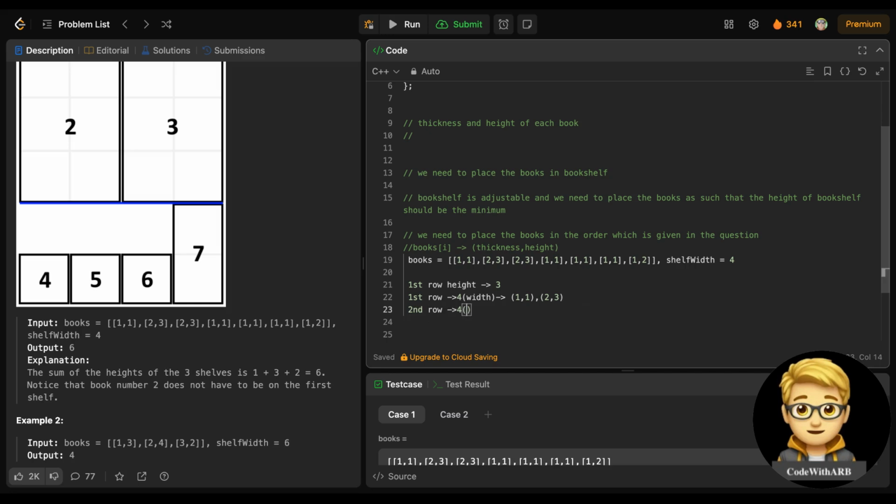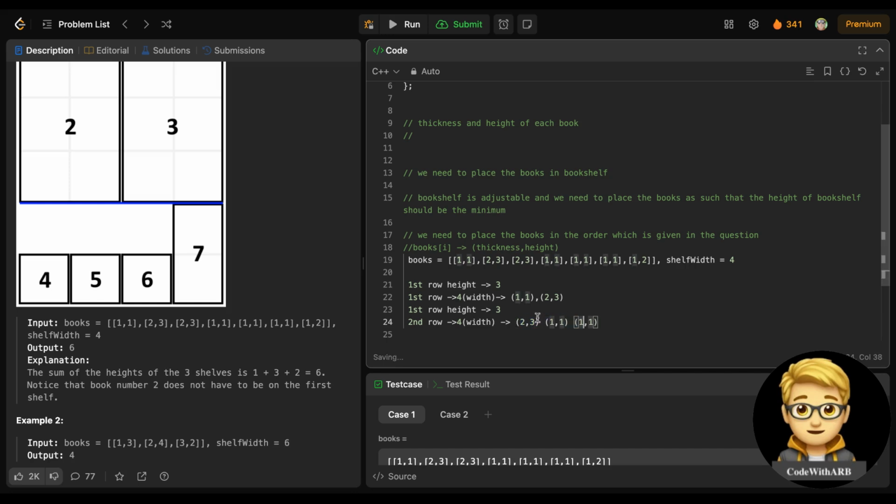Again, for the second row, the width will be the same, right? We can place this 2 and 3. So if you place 2 and 3, the second row height will also be 3, right? And also, can we place 1? Yes, we can place 1, because 2 plus 1 is 3 and the total width is 4, which is still within the limit. We can place it next to the book also.